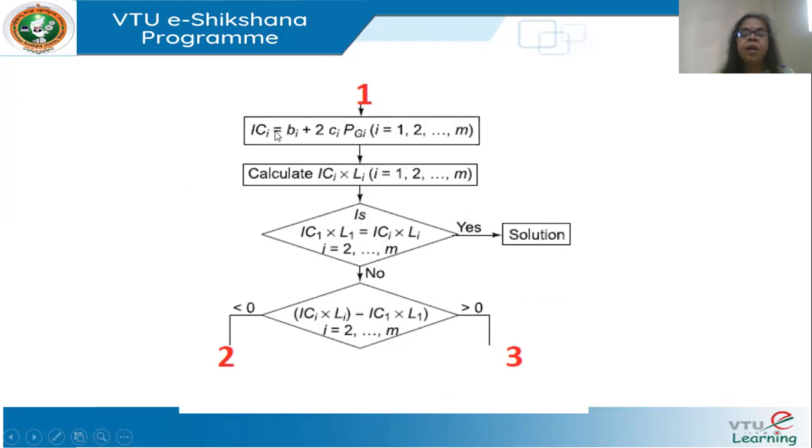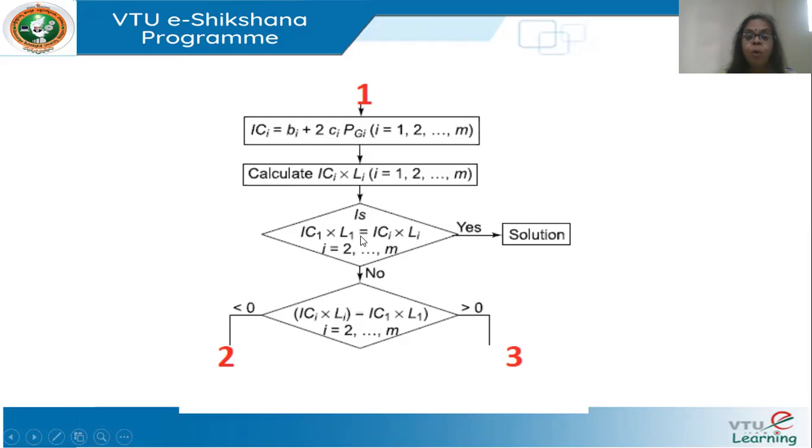Then you find out the incremental fuel costs, calculate the product of the penalty factors and the incremental fuel costs. Remember, you do this only for the generator buses, because cost is involved only in the generator buses. There is no incremental fuel cost in non-generator buses. If all of them are equal, you have reached the solution. If they are not equal, calculate the difference of the product for bus I and the slack bus. If it is less than zero, we will go to 2, and if it is greater than zero, we will go to 3. Less than zero means this term is less, and greater than zero means this term is higher.